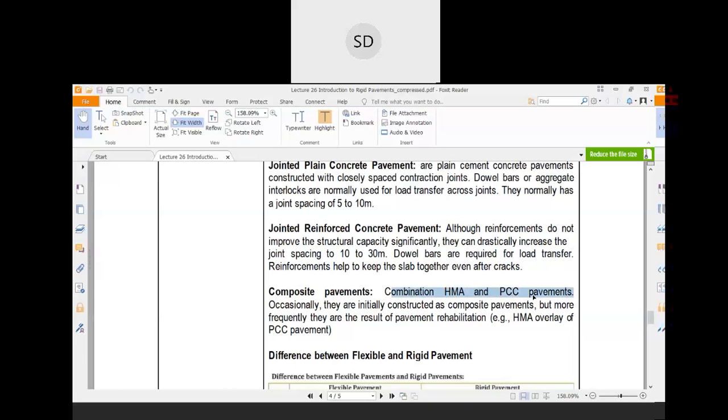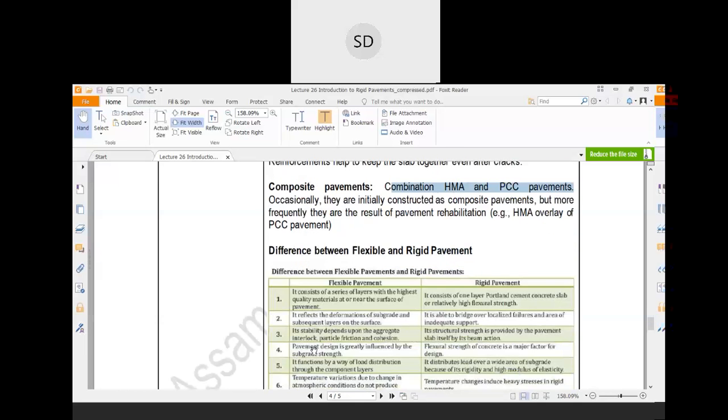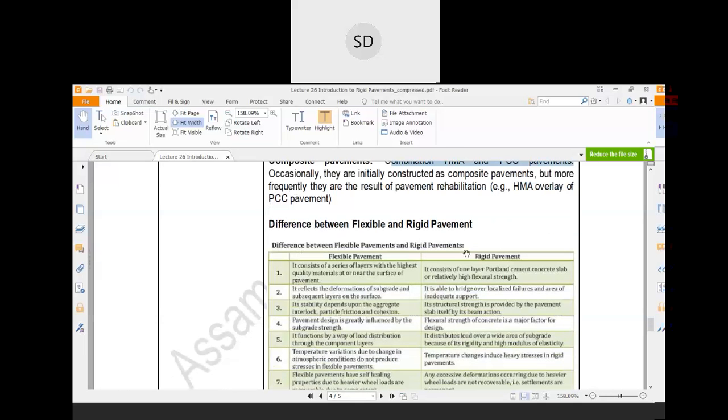Then composite pavements, it is a combination of hot mix asphalt and PCC pavement. So there would be one underneath base layer which comprises HMA, hot mix asphalt, and over this one PCC pavement layer would be there. As it is a combination of flexible type and rigid type, therefore it is called composite pavement.